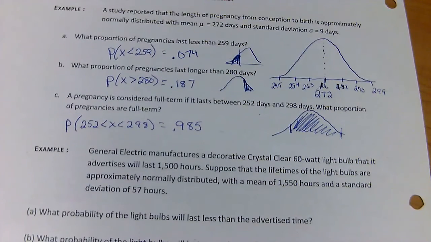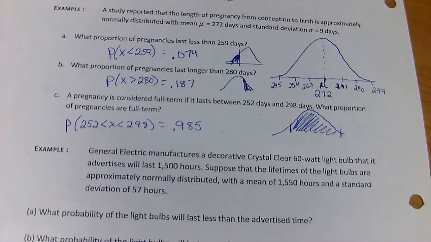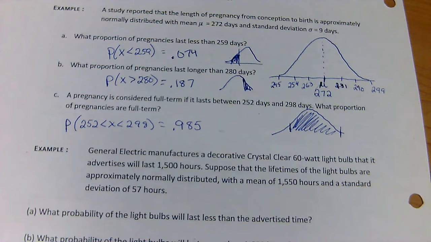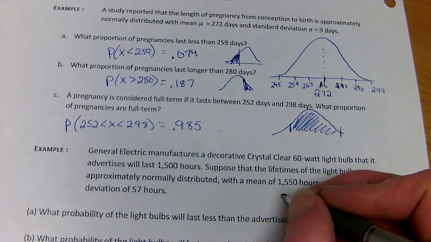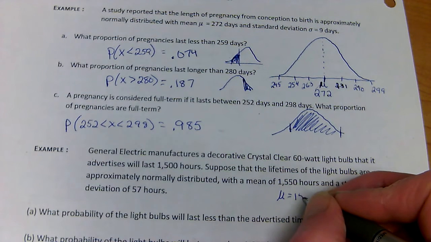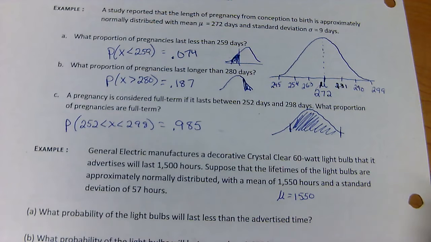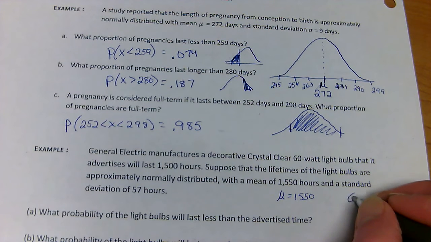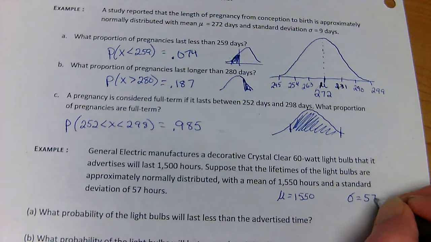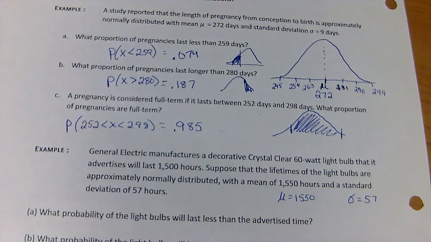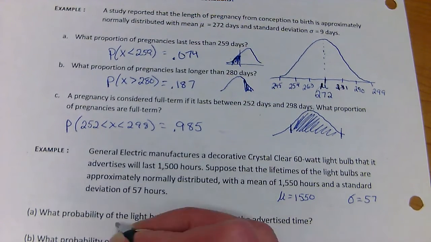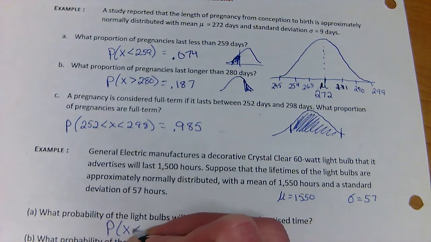General Electric manufactures a decorative crystal clear 60-watt light bulb that is advertised will last 1,500 hours. Suppose that the lifetimes of the light bulbs are approximately normally distributed with a mean of 1,550 and a standard deviation of 57. What probability of the light bulbs will last less than the advertised time? So X is less than 1,500.